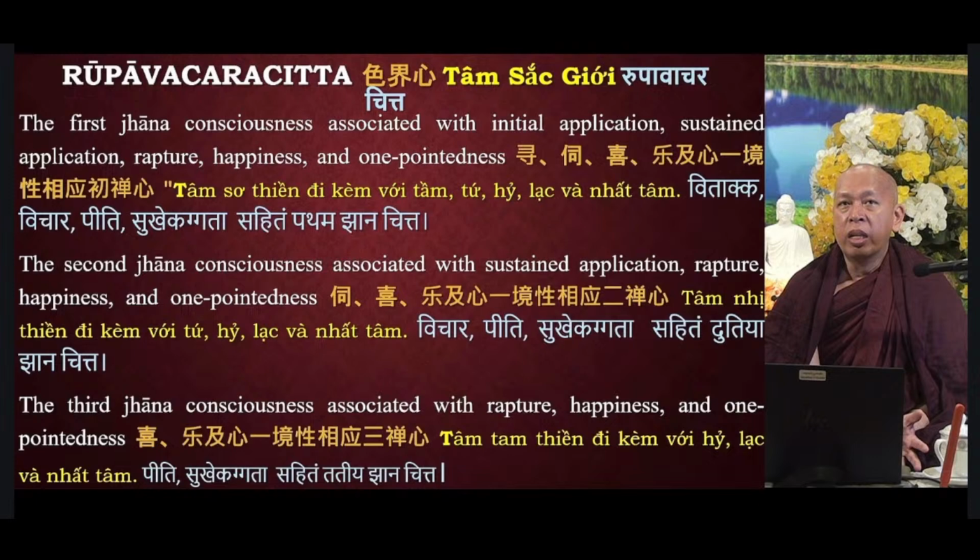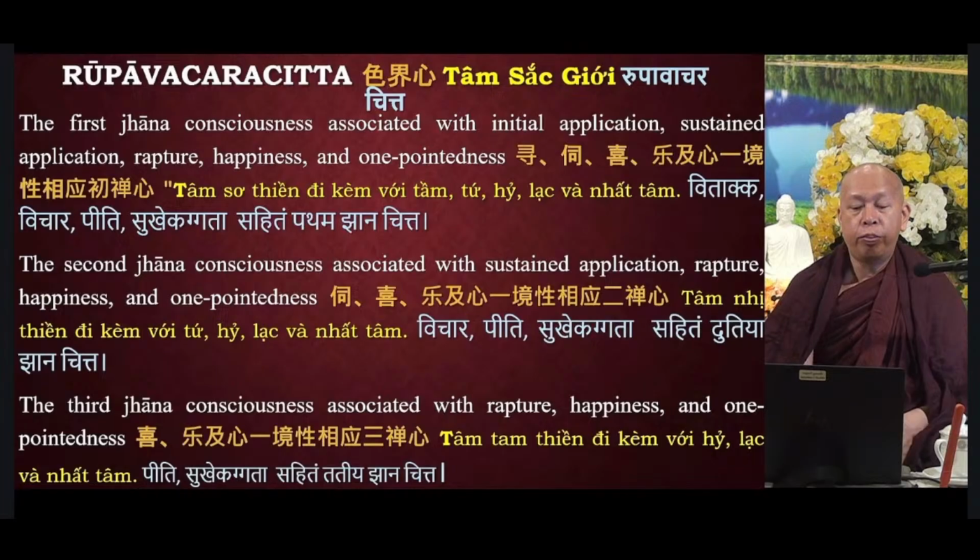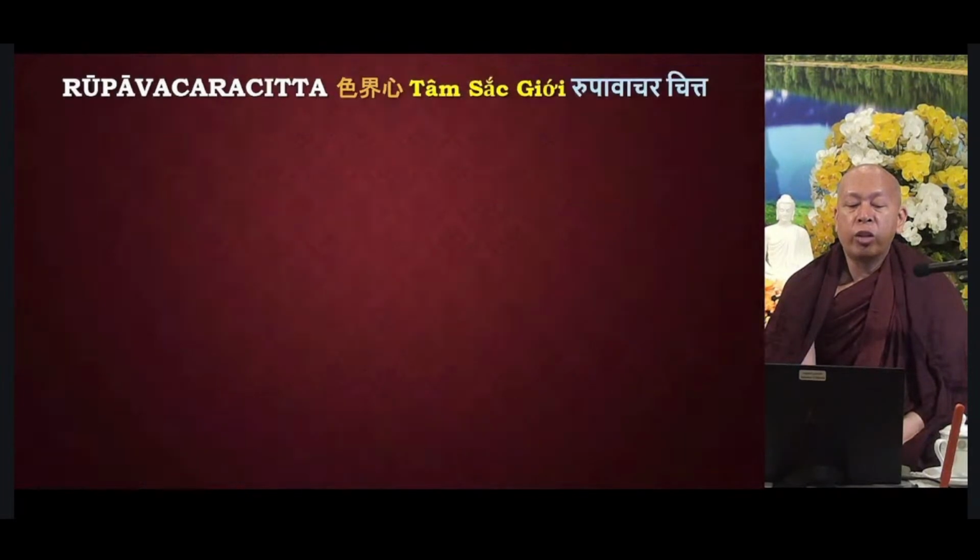So in the Sutta, we can find the 4-4 method. But here we are going to talk about the 5-4 method. The 5-4 method means we will talk about 5 jhanas. Mostly in the Sutta, we can find 4 jhanas, not 5 jhanas. Okay, now we have to move to the next one.